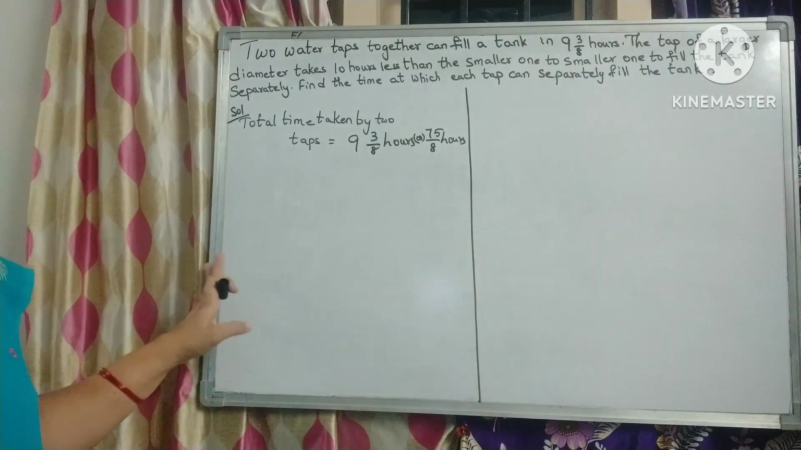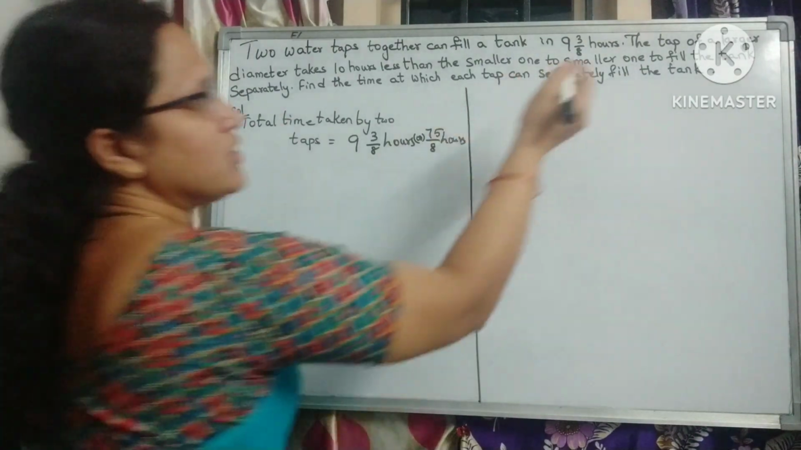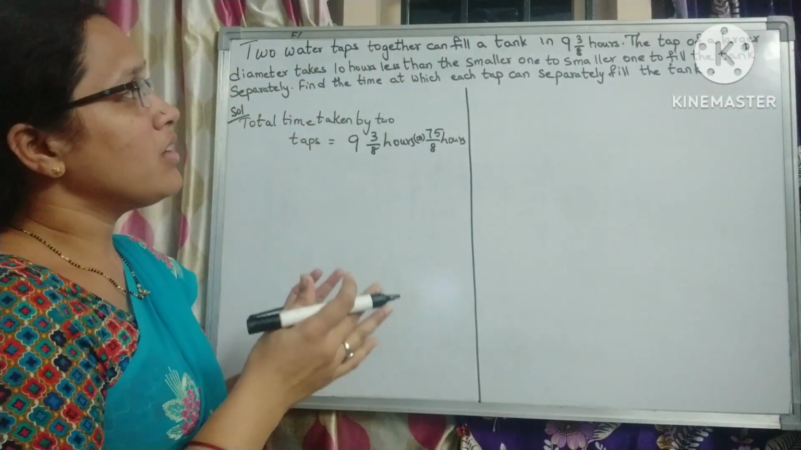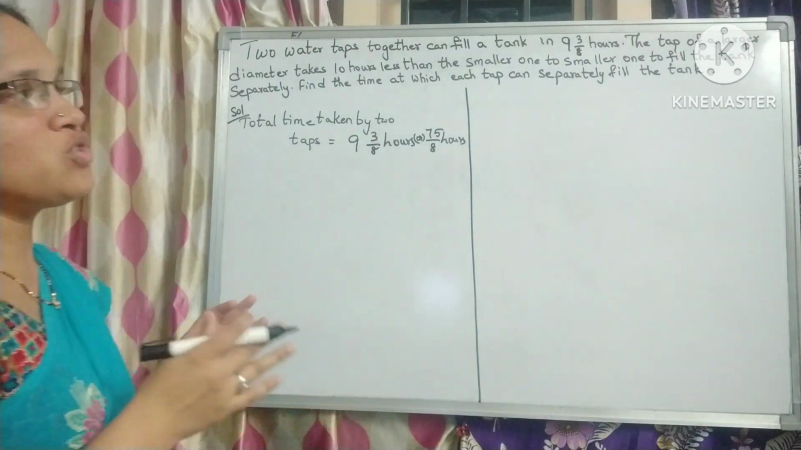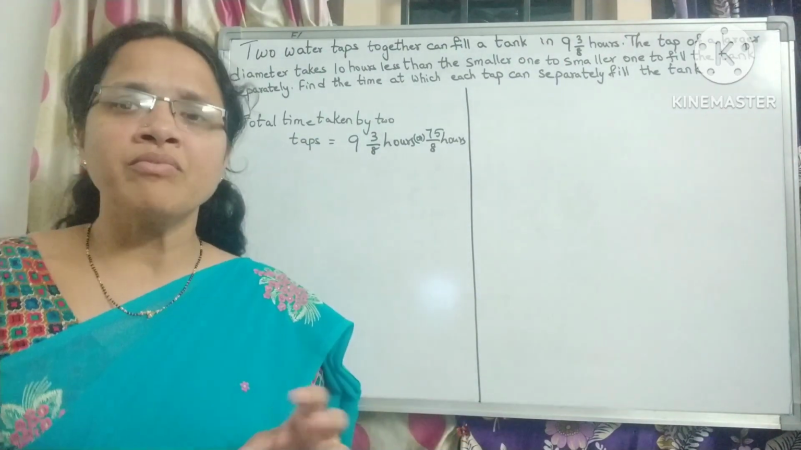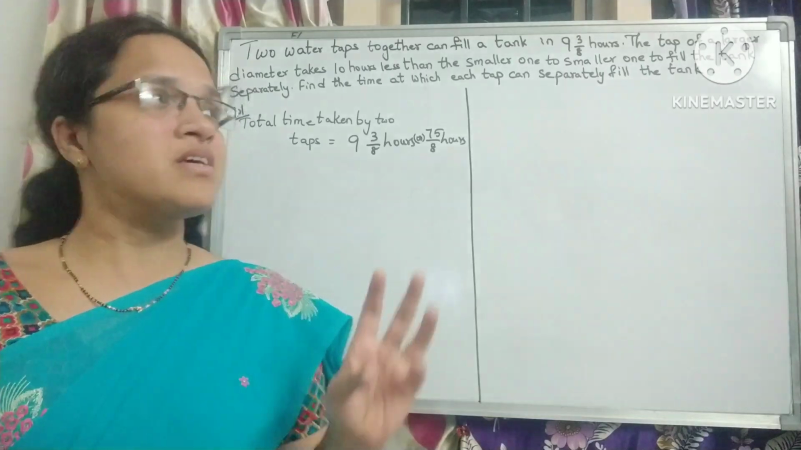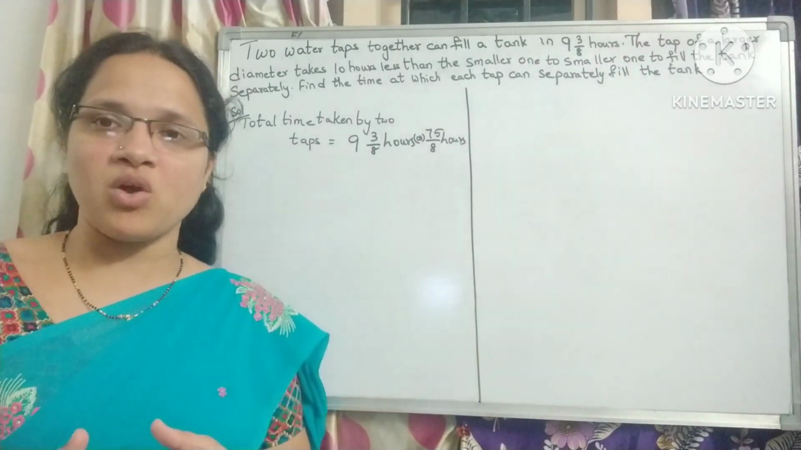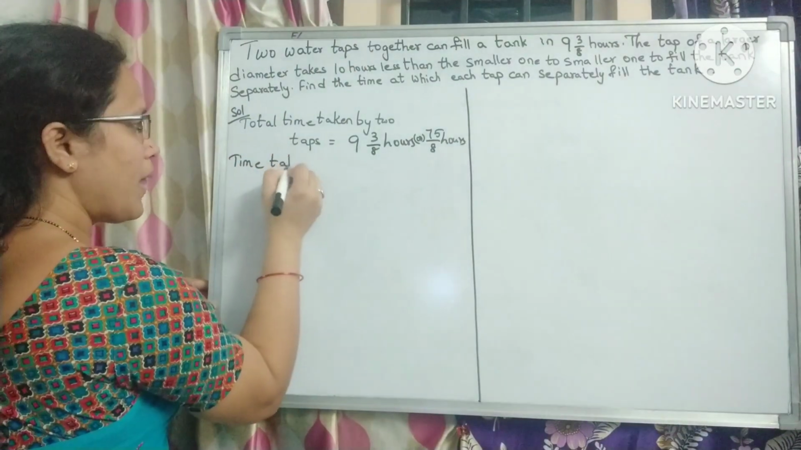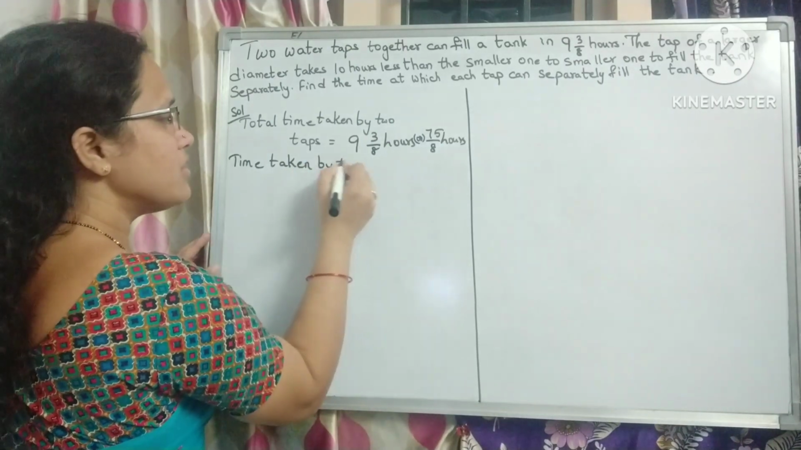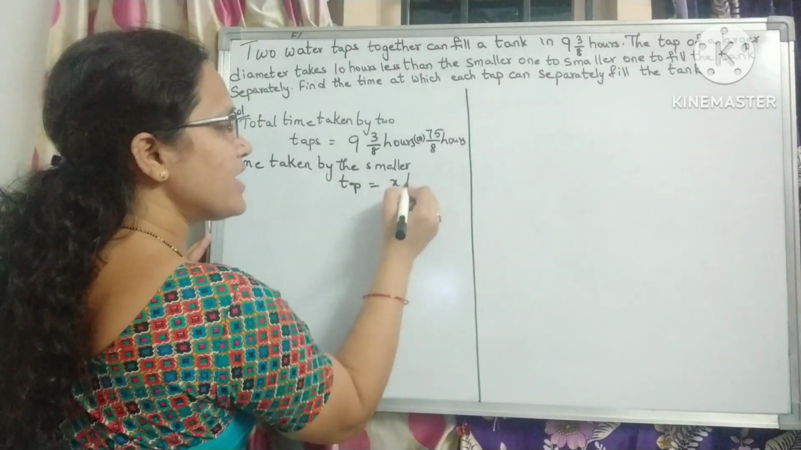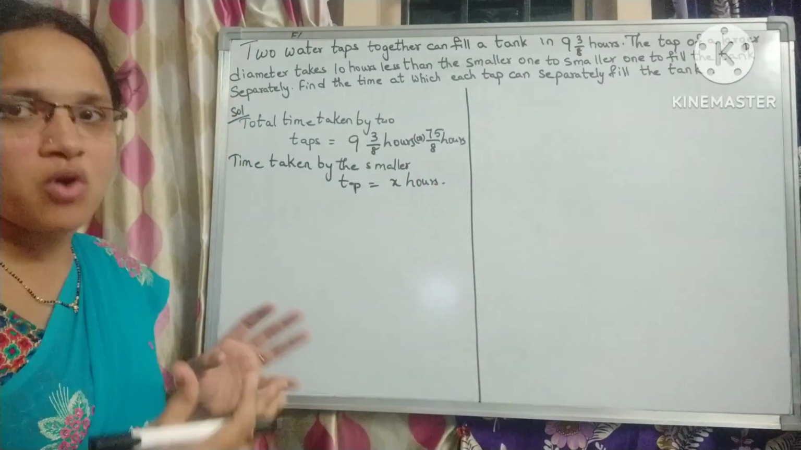Now, the tap of larger diameter takes 10 hours less than the smaller one to fill the tank. So it takes 10 hours less. Usually when there are two taps, one may be the bigger one and one may be the smaller one. So now let me write the time taken by the smaller tap. Suppose you take x hours. The smaller one is x hours.